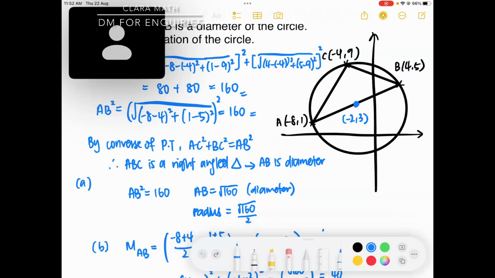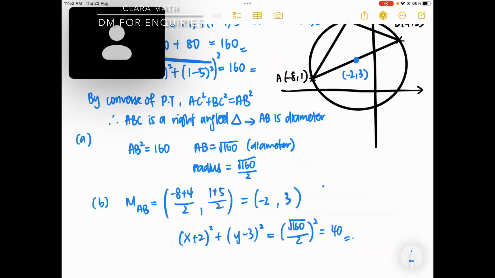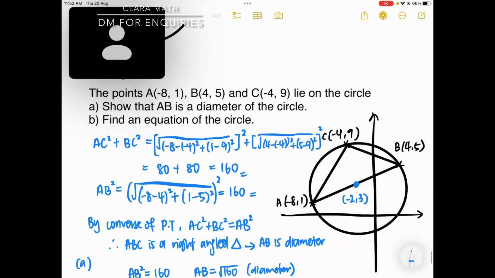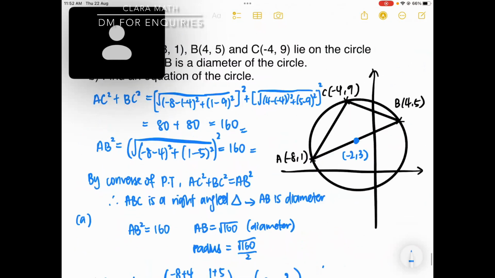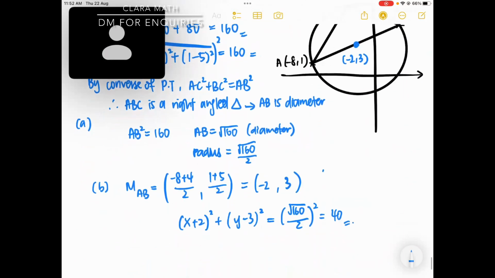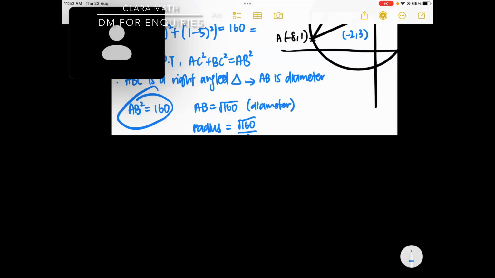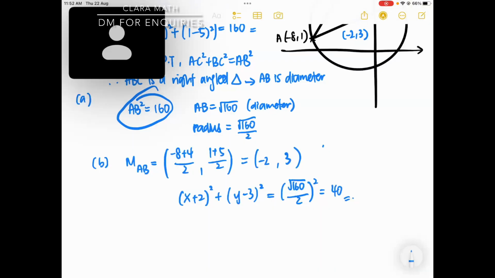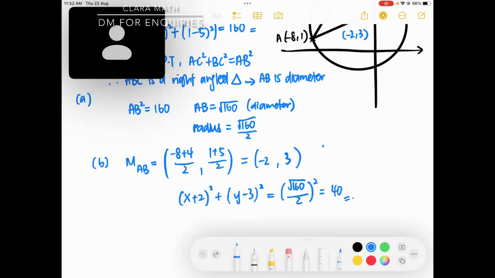Then part B. Part B is to find equation of the circle. So we need the center point and we also need the radius. So from AB square, we got 160 just now. Here. So that means if I square root the 160, I will get AB. Then when that's diameter, so the radius will be half of that. So there's a divide 2.